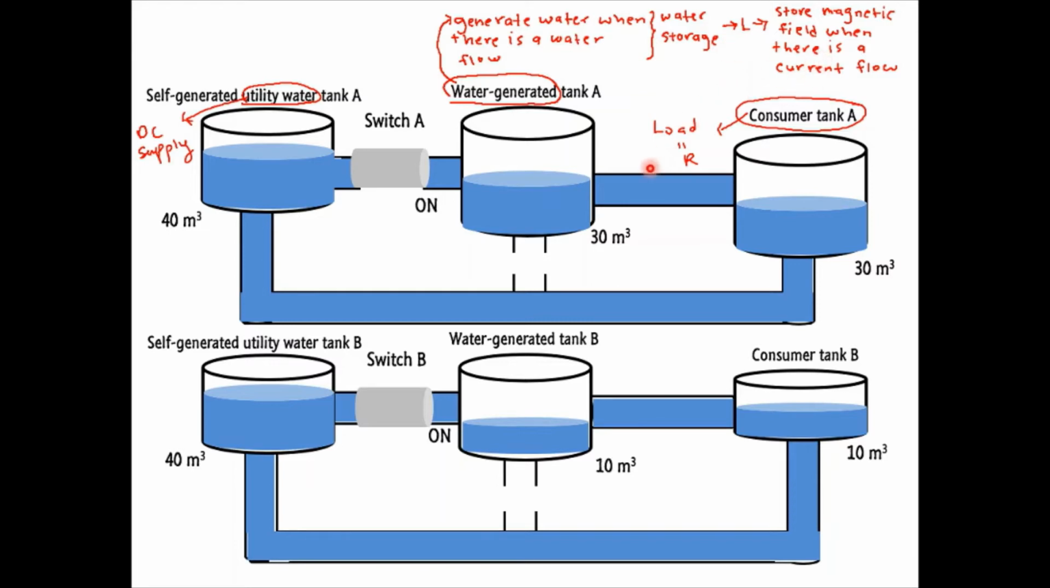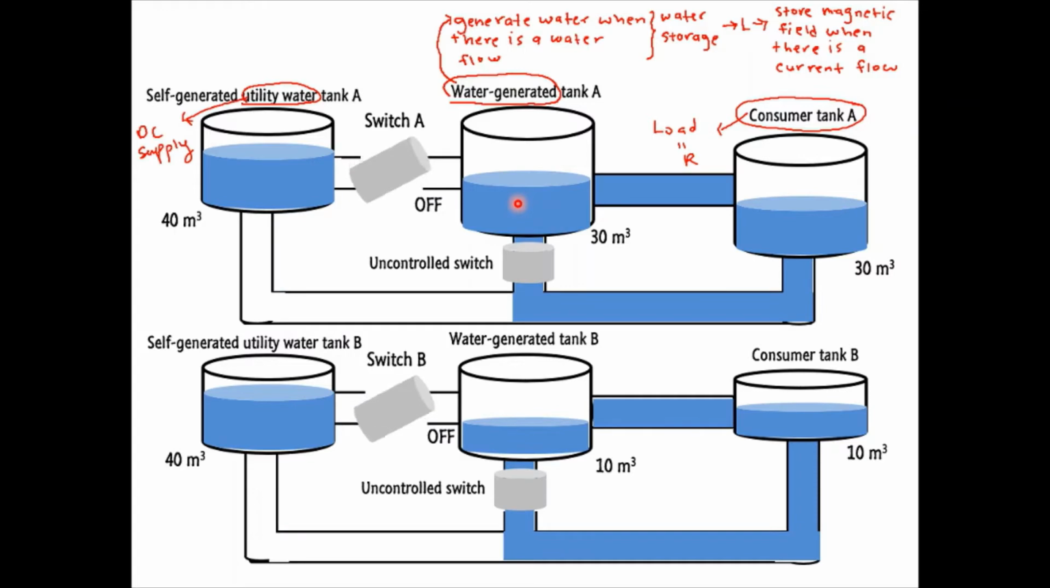Once the water-generated tanks complete their tasks, both switches are turned off. Automatically, the uncontrollable switches are turned on. At this moment, the utility water tanks are disconnected from the consumer's tanks. Hence, the water-generated tanks will act as the water supply to the consumer tanks.